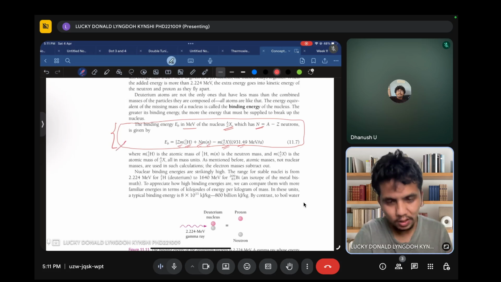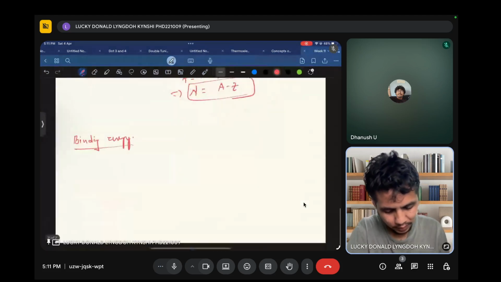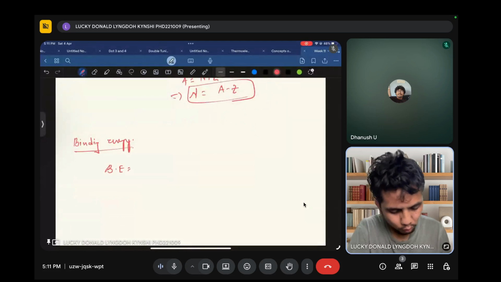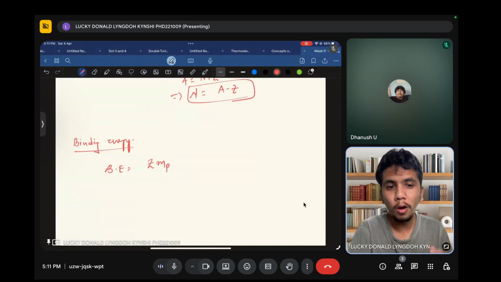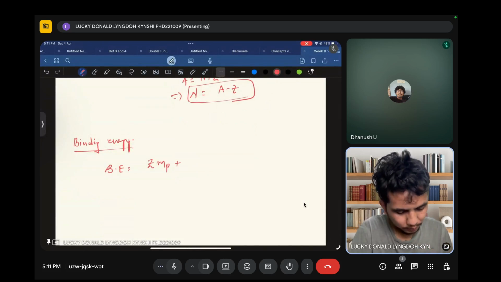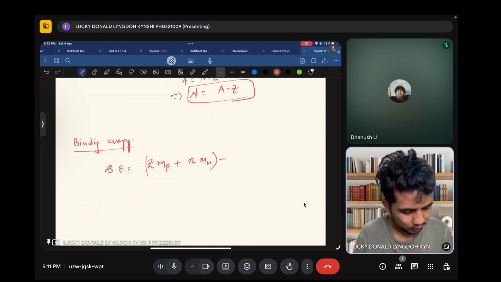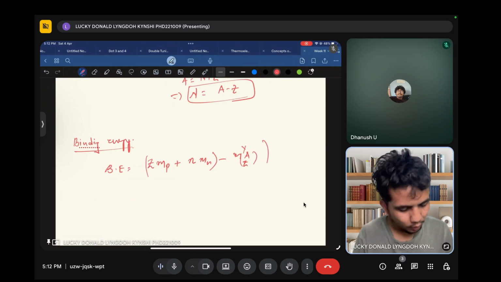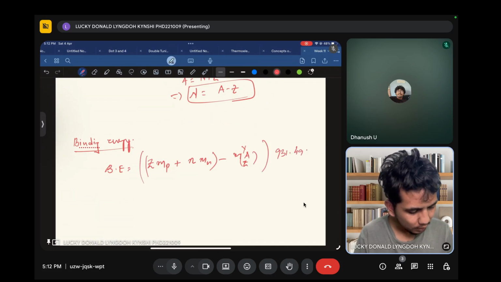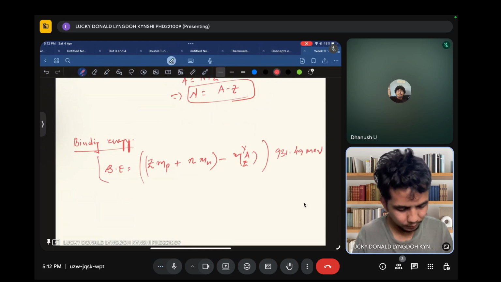So how do you get this relation? This relation is very easy. Let me write it here. Your binding energy is equal to Z, the total number of protons, times the mass of the proton, plus the number of neutrons times the mass of the neutron, which gives you the reactants. That means proton and neutron react together, minus the mass of your final products. If you convert this into energy, multiplying with 931.49 MeV, you get the binding energy.